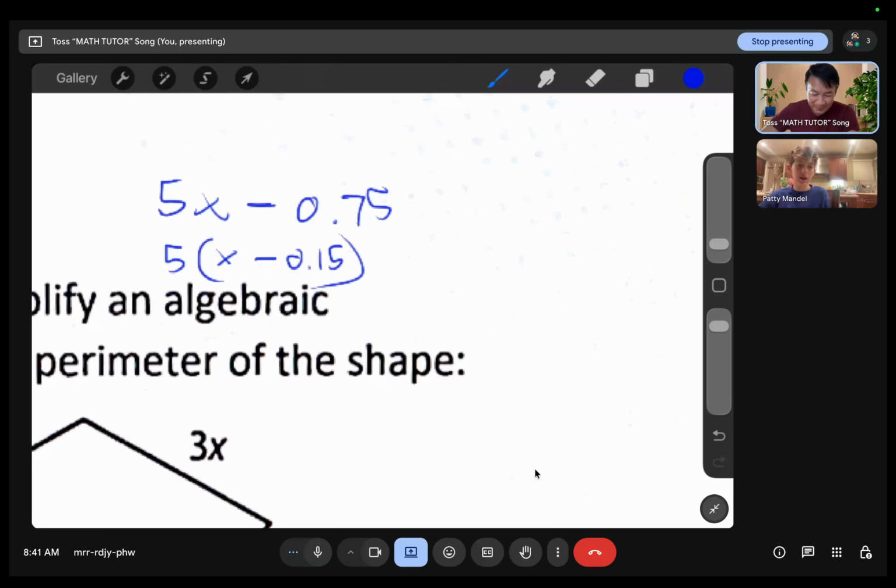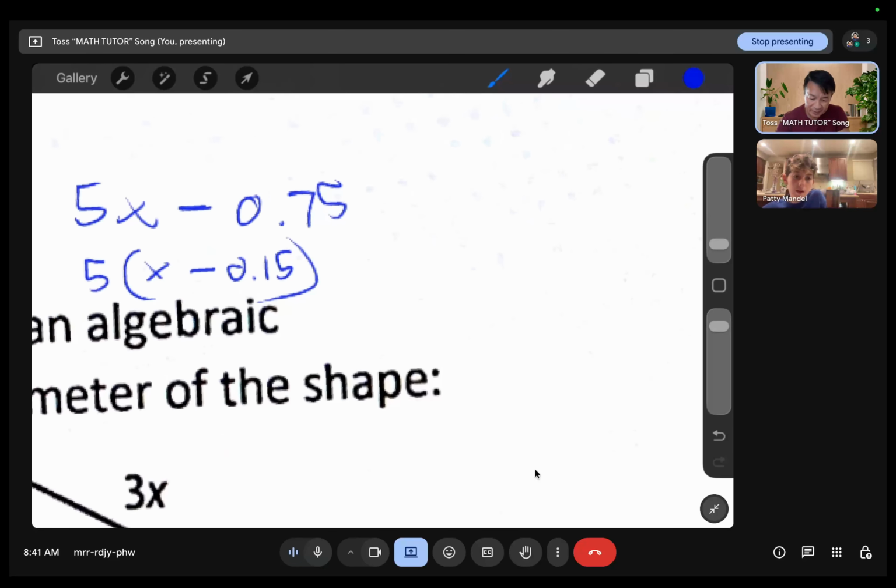Now, here's the thing. Is the GCF 5, or is it 0.25? Because 0.25 can also go into both of them. Think about it, right? 0.25 can also go into 5, or any number that is not a decimal number. So this is one form.